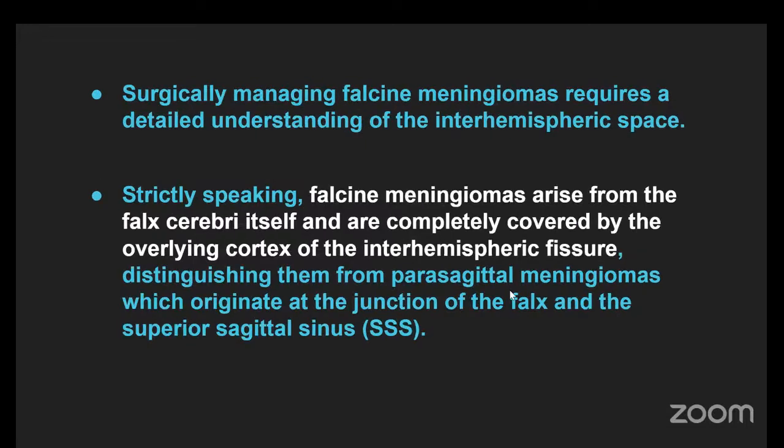Before we move on to the meningiomas themselves, you all know the pattern by this point. We start with all the relevant anatomy, which is important for us from a surgical point of view, because anatomy is your GPS. You cannot proceed for the surgical management or for any sort of management if you're not aware of the relevant anatomy. Strictly speaking, when we talk about falcine meningiomas, they arise from Falx cerebri, and there is a layer of cortex between them, which comes from the interhemispheric fissure.